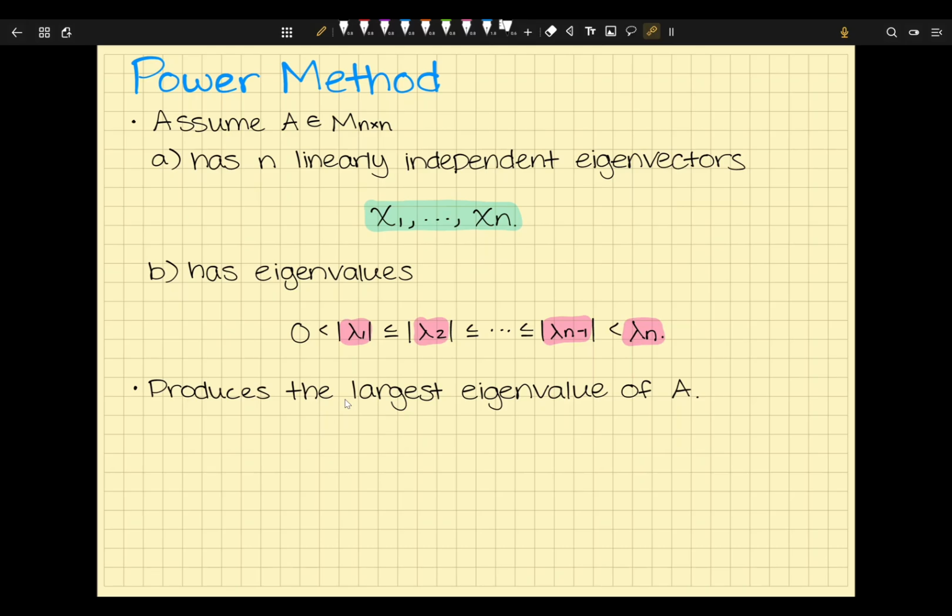All right, so what is the power method? First of all, the power method in its naive form does not give us every eigenvalue. It gives us only the largest eigenvalue of A. Furthermore, it only works on certain matrices. So we're going to assume that our matrix, which is n by n, has n linearly independent eigenvectors.